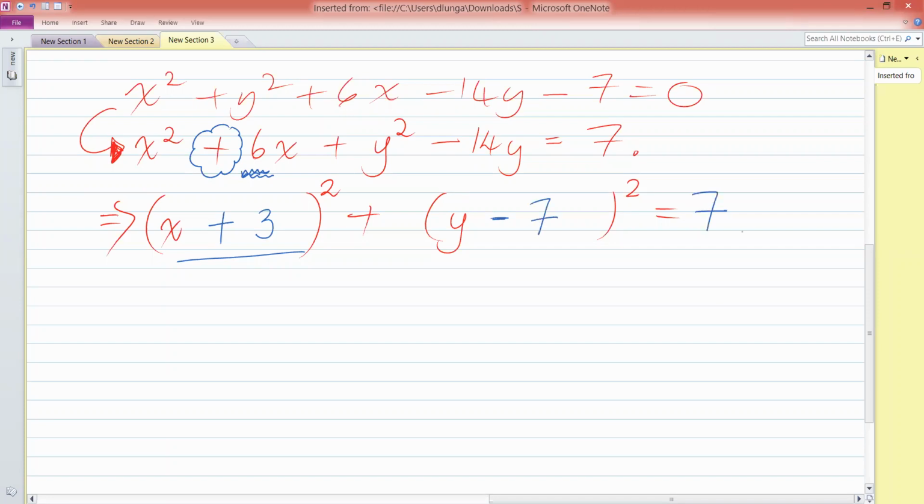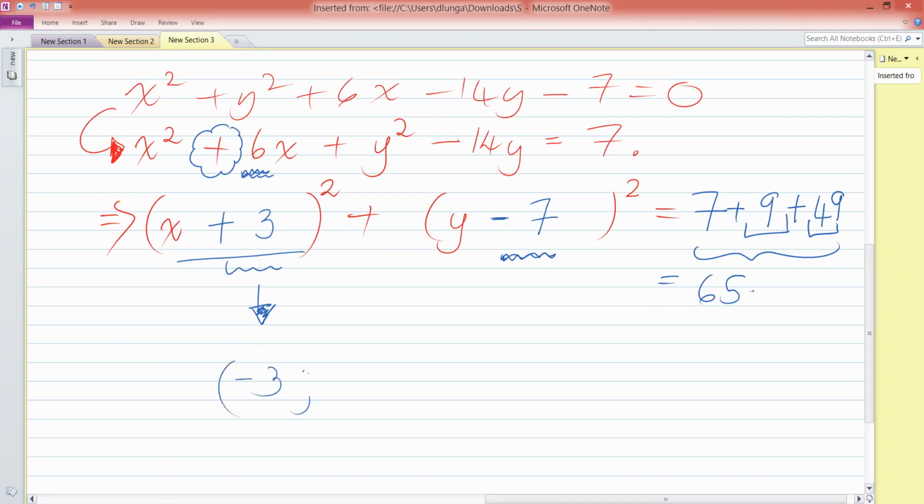Now, on the other side, you need to add the 2 squares. So you're going to take the square of 3. What's the square of 3? It is 9. Then you're going to take the square of negative 7, square that. That is 49. And then you simplify what this is. 7 plus 9 plus 49 is 65. So the center is negative 3 and 7. The radius is square root of 65.